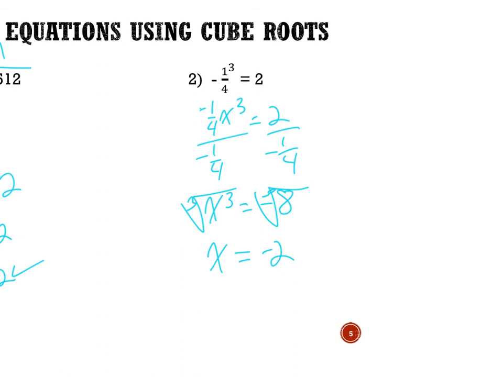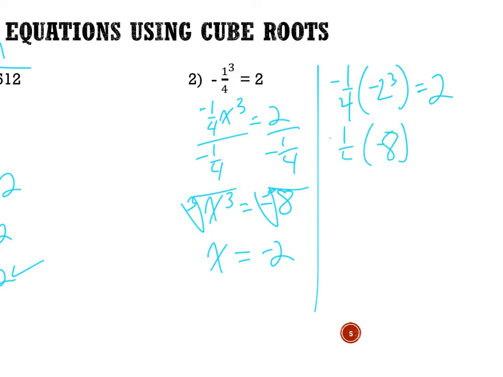Okay, so if I check this one, it would be negative 1/4 times negative 2 cubed equals 2. So negative 2 cubed equals negative 8. So negative 1/4 times negative 8 equals 2. Negative 1/4 times negative 8 does equal positive 2, and 2 equals 2. So it checks out.